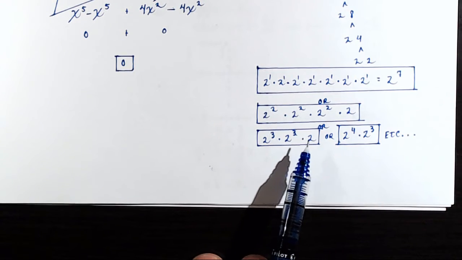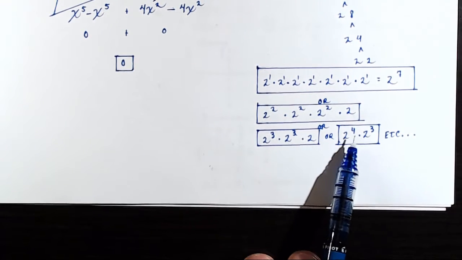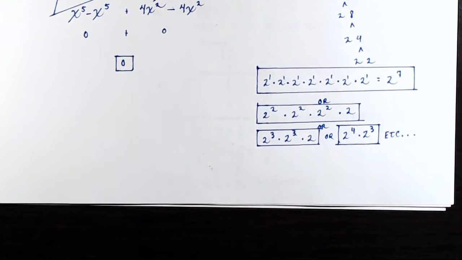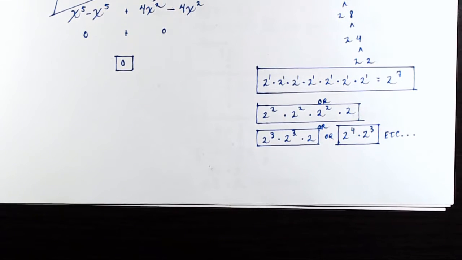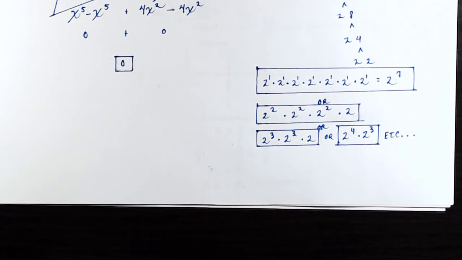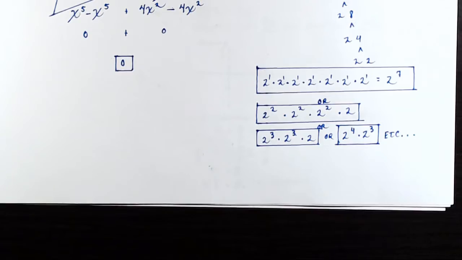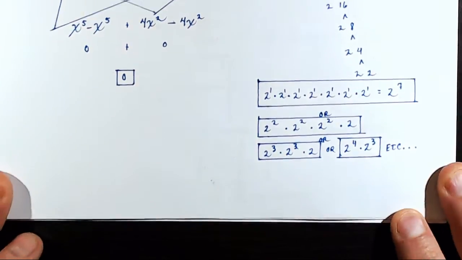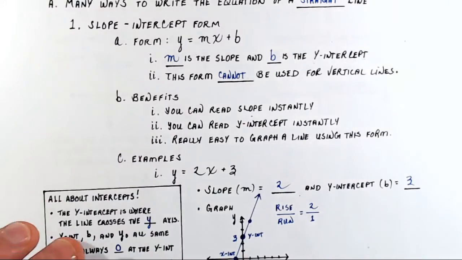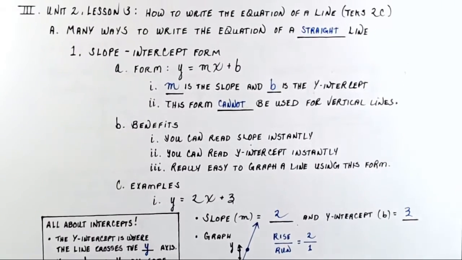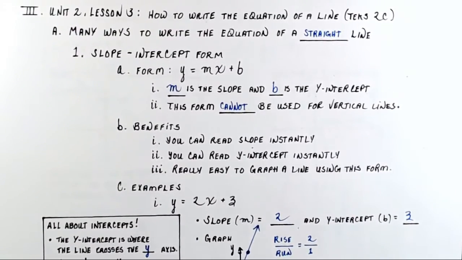2 to the 3rd 2 times 2 to the 1st, or 2 to the 4th times 2 to the 3rd. You could just go on and on. You could rearrange this. It could be 2 to the 5th times 2 to the 2nd. That would be the only other way to write it. 2 to the 6th, I could do 2 to the 6th times 2 to the 1st. You could just go on. So that's different ways of writing those factors. And that's the warm-up. So here's the actual Unit 2, Lesson 3, how to write the equation of a line.